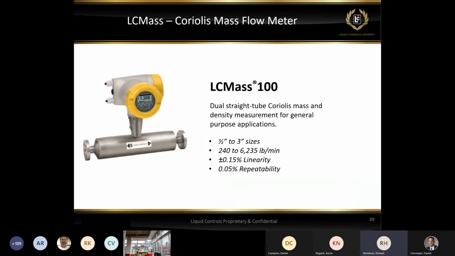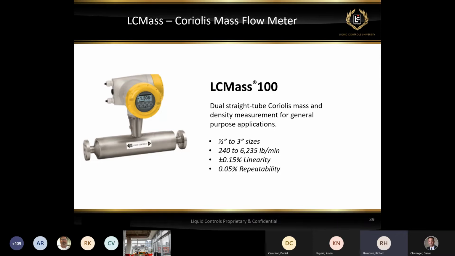And again, we have a couple of models. The first one is the LC Mass 100. This is a dual straight tube mass flow meter. It's mainly used for general purpose applications. It also can do density measurement. Sizes 1/2 inch up to 3 inch, and the range 240 pounds per minute up to 6,235 pounds a minute. It has 0.15% linearity and very good repeatability at 0.05%.